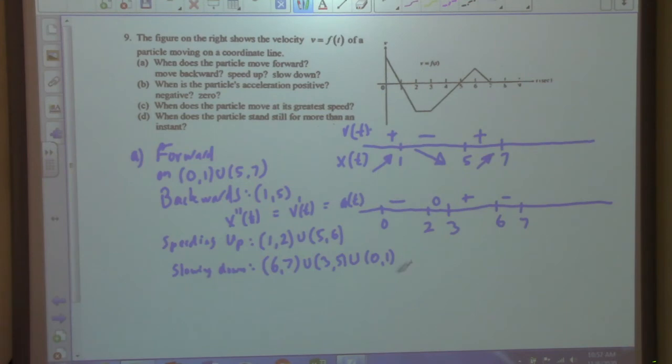Anyway, so that's it. Now typically what you do convention-wise is you list the left interval first in order, but is that 100% necessary? No, not really. That's fine. It's still good though. Okay, when is the particle's acceleration positive, negative, or 0? Oh, we just found that out. So B.